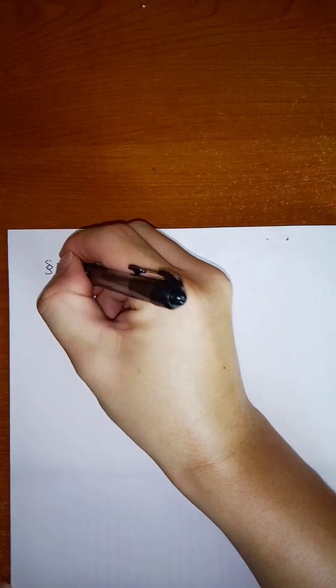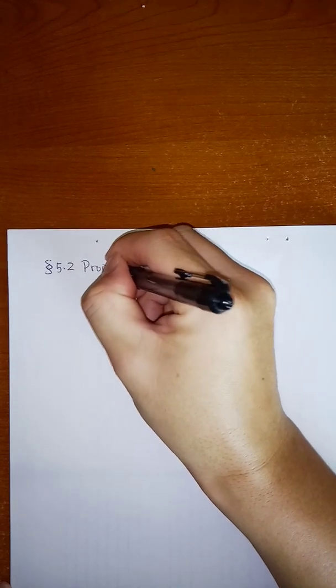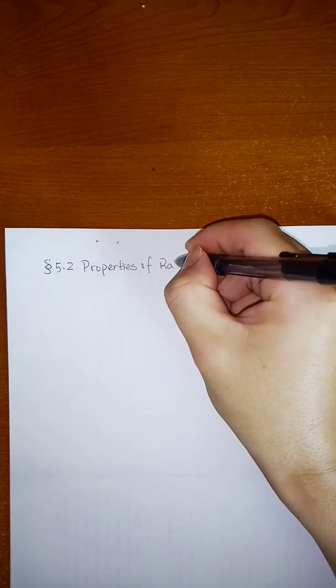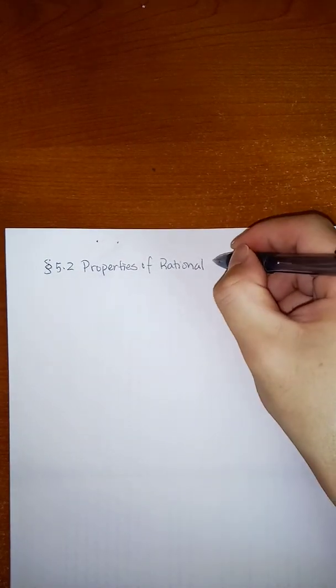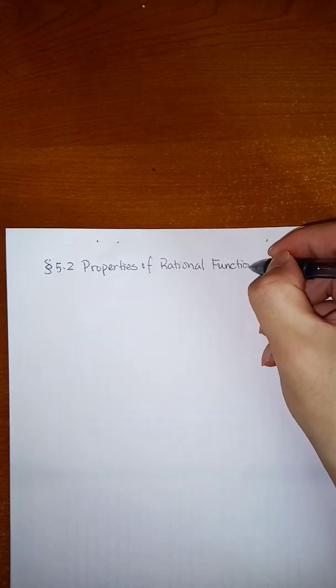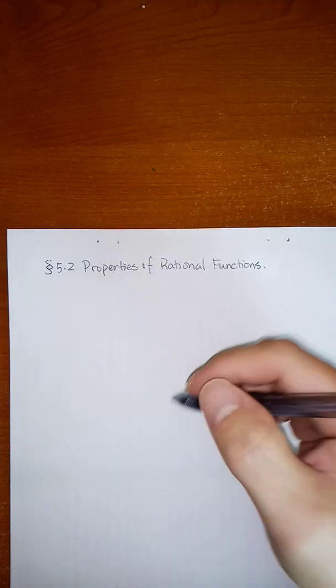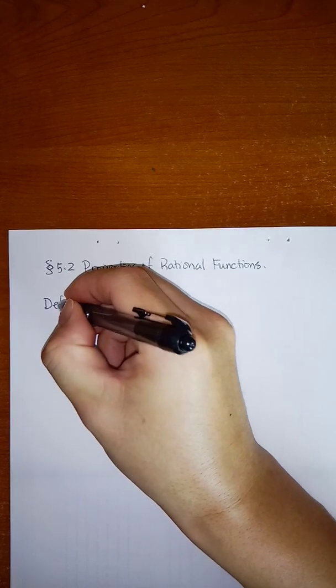Okay, today let's discuss section 5.2, properties of rational functions. We already discussed the polynomial functions. What is a rational function? A rational function is a ratio of two polynomial functions. So first, let's write down the definition.